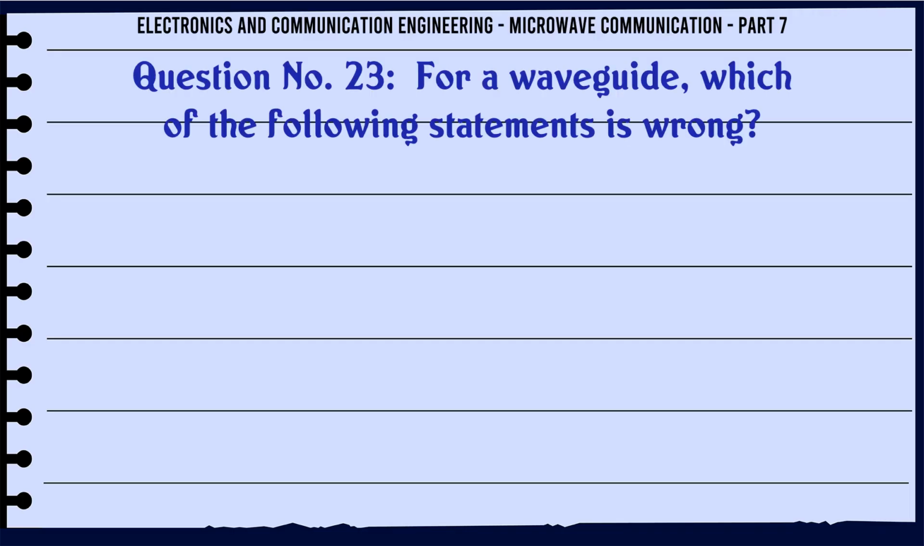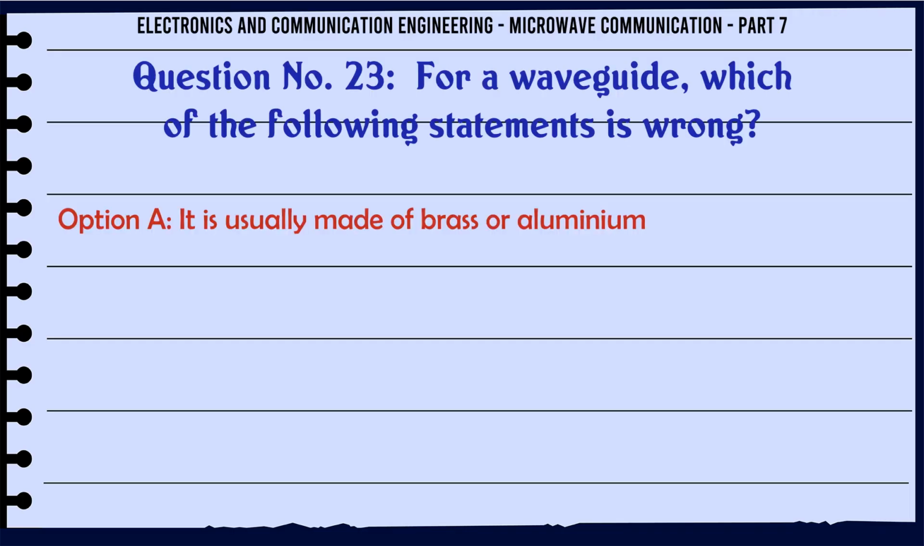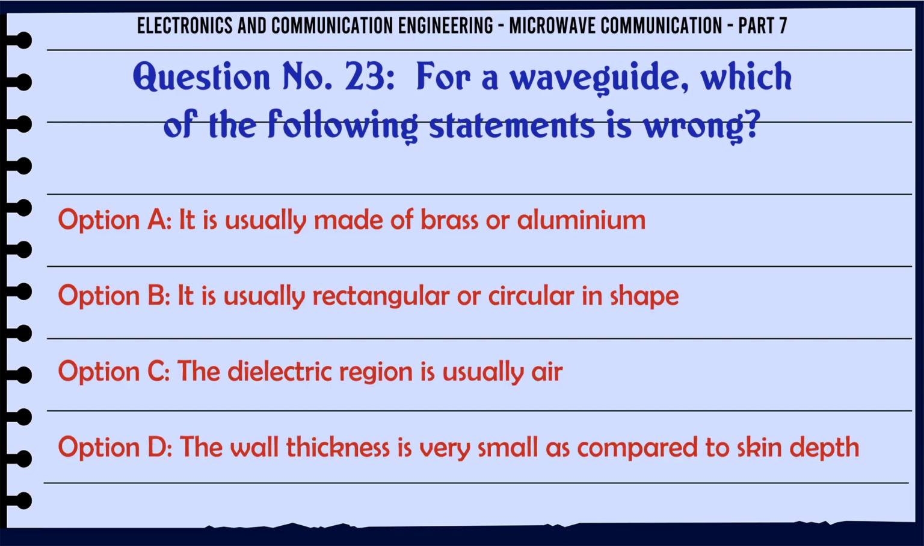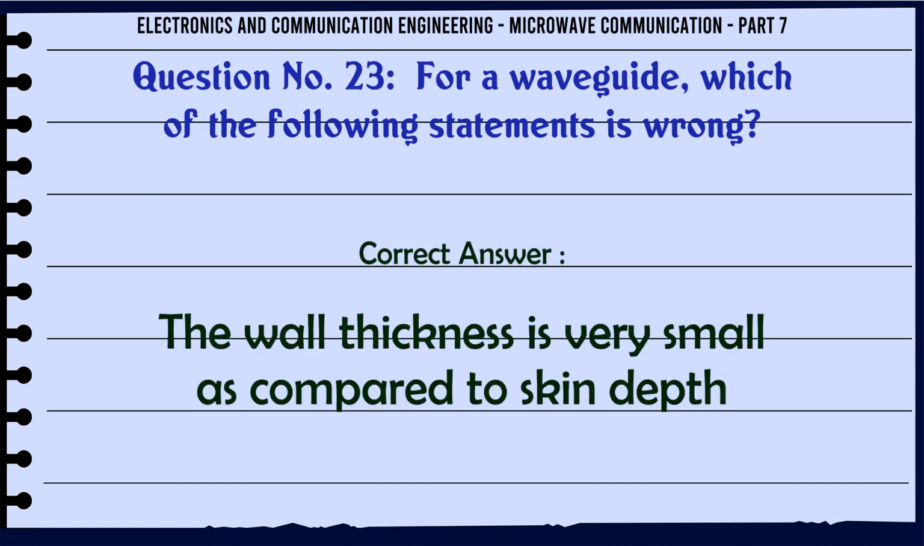For a waveguide which of the following statements is wrong? A. It is usually made of brass or aluminium. B. It is usually rectangular or circular in shape. C. The dielectric region is usually air. D. The wall thickness is very small as compared to skin depth. The correct answer is the wall thickness is very small as compared to skin depth.